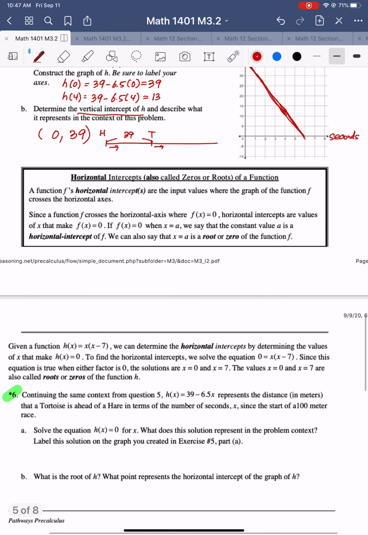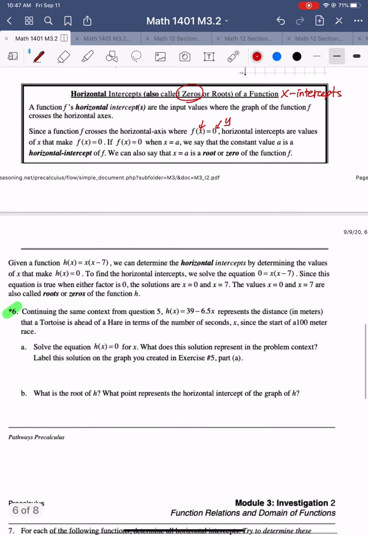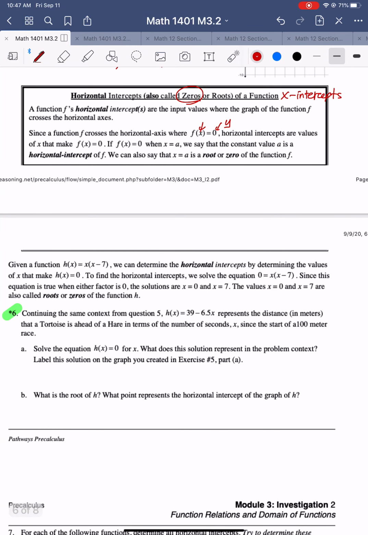Now, horizontal intercept. The horizontal intercept is also called the zeros or the roots, a term we use a lot, which means the x-intercept. Anything intercepting the x-axis we call the x-intercept, or the horizontal intercept. So the horizontal intercept means y is always 0. Y is always 0, so we look for the x value to find it. So given the function h of x equals x times x minus 7, we determine the horizontal intercepts. We just need to set h of x equal to 0 and solve for x. So x equals 0 and x equals 7.